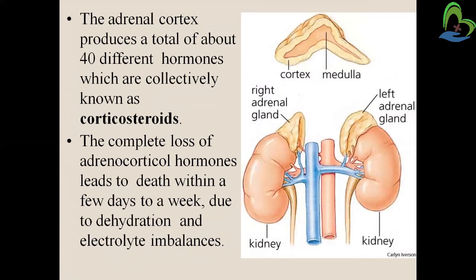The adrenal cortex produces about 40 different hormones, which are collectively known as the corticosteroids. The complete loss of adrenocortical hormones leads to death within a few weeks due to dehydration and electrolyte imbalance. As we know, the adrenocorticosteroids help in the maintenance of electrolyte balance. So when there is a lack or loss of adrenocortical hormones, it leads to dehydration and electrolyte imbalance, which leads to death.